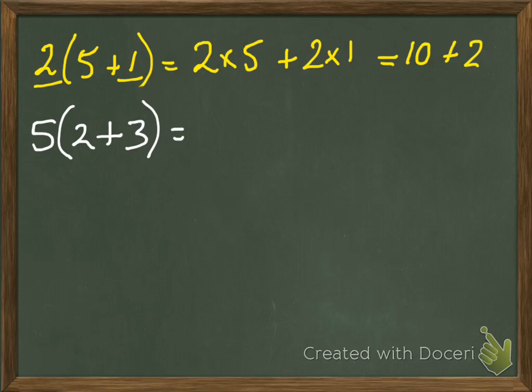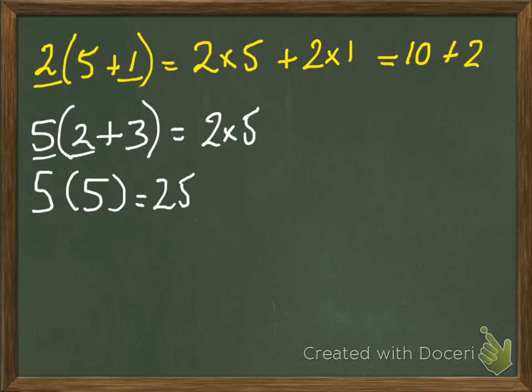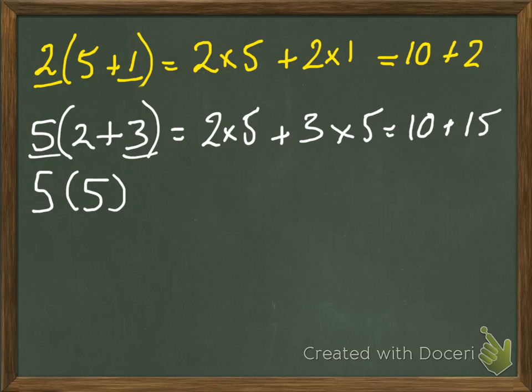Okay, so 5 times 2 plus 3. Well, 2 plus 3 is 5, 5 on the outside, so I know that the answer is 5 5s are 25. Okay, here we go. It's the first thing in the bracket times the outside, plus the next thing in the bracket multiplied by the outside again. And that is 2 times 5, which is 10, plus 3 times 5, which is 15, which equals 25.